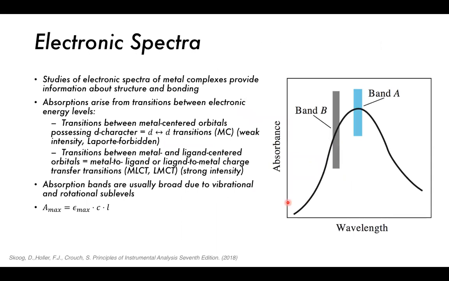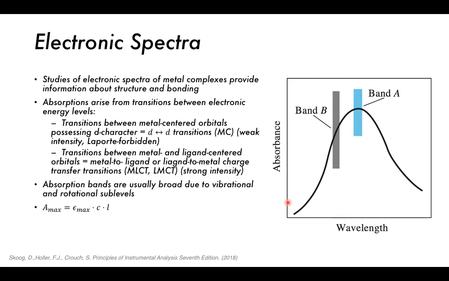Electronic spectra. Studies of electronic spectra of metal complexes provide information about the structure and bonding present there. So absorptions arise from transitions between electronic energy levels, so transitions between metal-centered orbitals possessing d character. So it's d to d transitions. These are generally weak intensity because of their Laporte forbidden nature, like quantum chemistry does not allow it. So these transitions are usually seen in metal complexes.